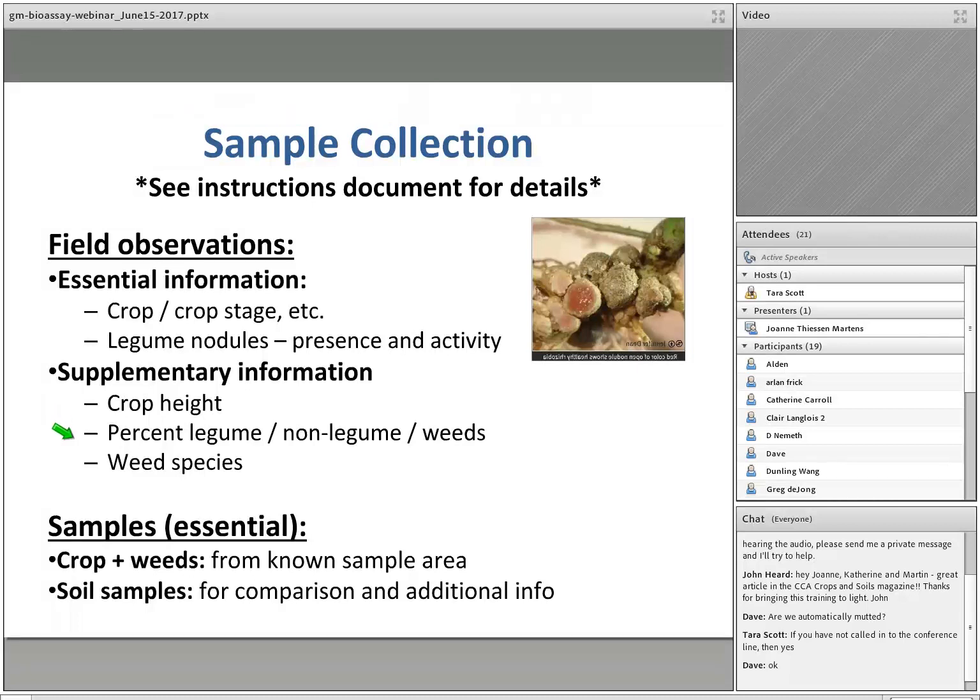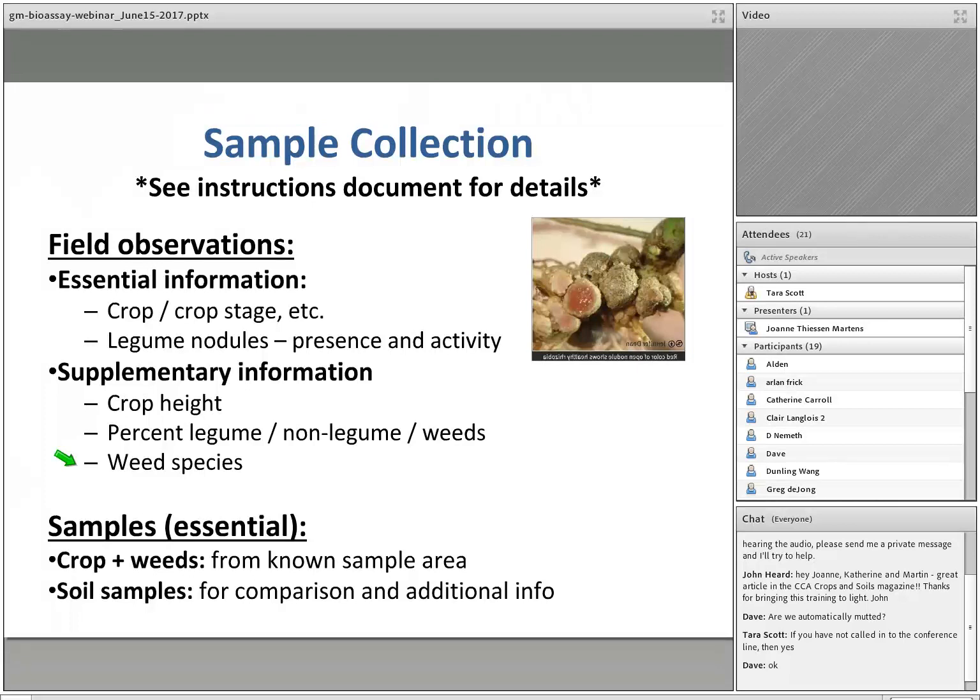The visual ratings of the percent legume, non-legume and weeds are, again, a good self-calibration exercise: take a visual rating and then also measure those components later. And then perhaps someday we can all get to the point where we can just do visual ratings. I don't know. I've been trying this for years and I'm still not very good at visual ratings. And I suspect most of us struggle with that.